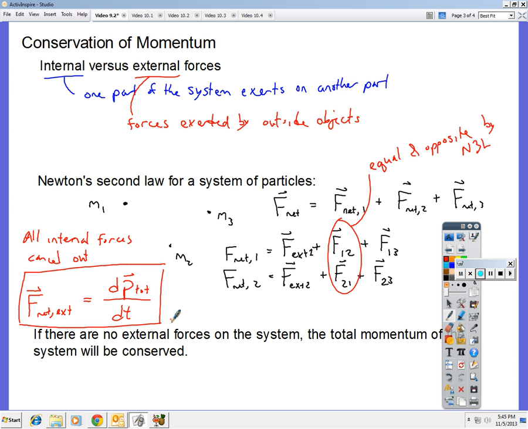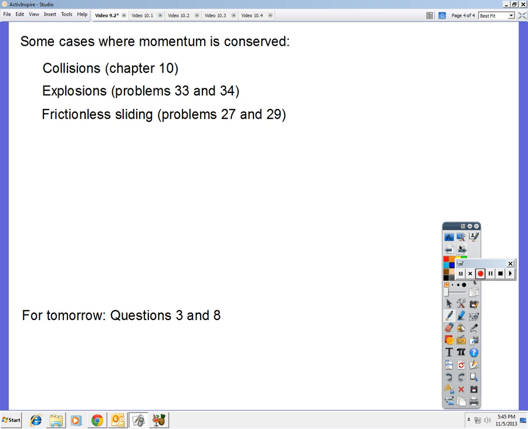The most useful result of this is that if there are no external forces, or the net external force is 0, then the total momentum of a system will be conserved, meaning it will not change. And that is going to lead us to a number of very, very useful things. First off, collisions. We'll find that momentum will be conserved in collisions, and we'll explain why in the next video.